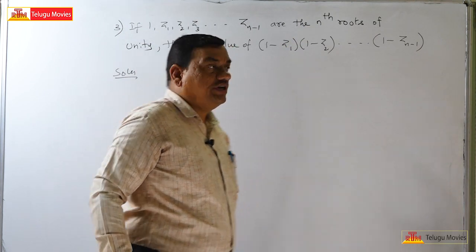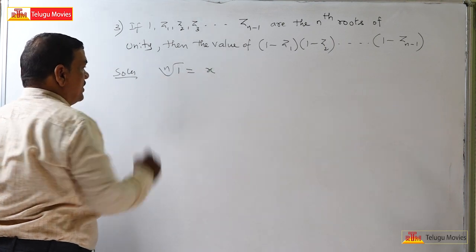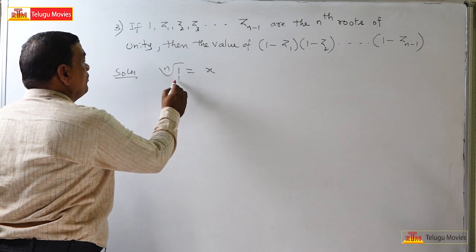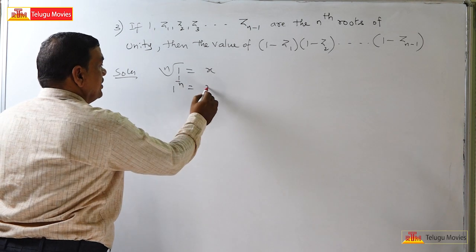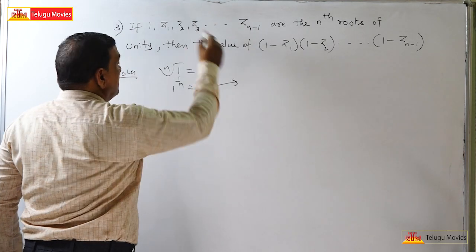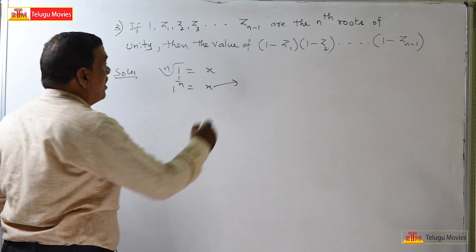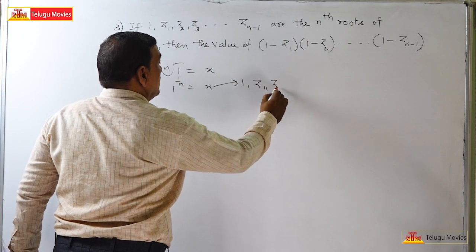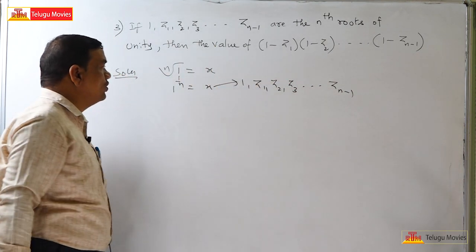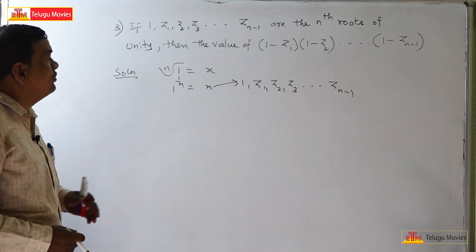See here, first of all, nth roots of unity. So that means what? The nth root of unity, some x we get. That means 1 to the power of 1 by n is equal to x. This x value is given as these values. That means it will have n roots of unity. They are 1, z1, z2, z3, so on, z n minus 1. So those are the nth roots of unity.